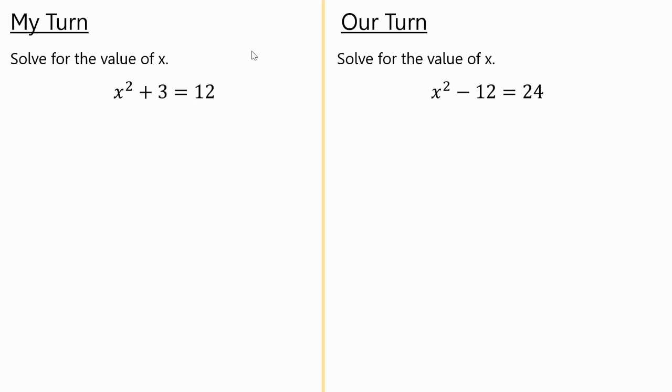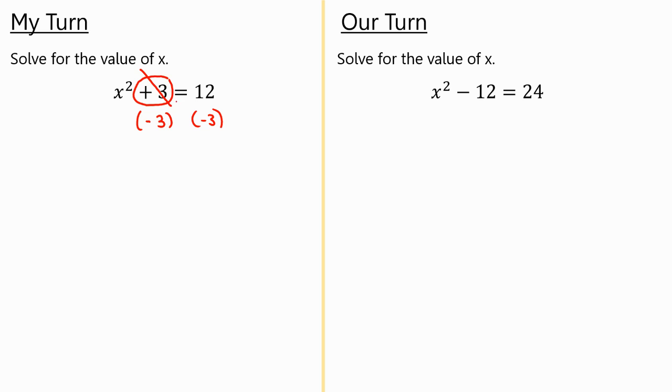So for the first equation on the left-hand side, we want to solve for the value of x. Our equation is x squared plus 3 equals 12. As with the previous video, we want to start by getting rid of the thing that is furthest away from the x, and that's the plus 3, not the squared, because you can see the squared is right next to it. How do we get rid of an add 3? We do the inverse, which is taking away 3. We do that to both sides to balance out.